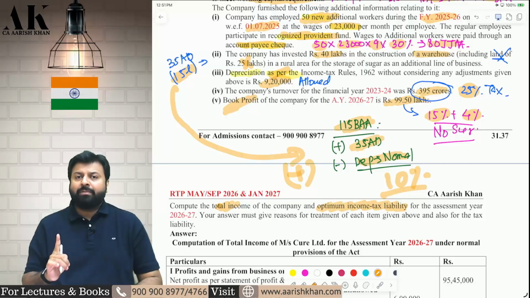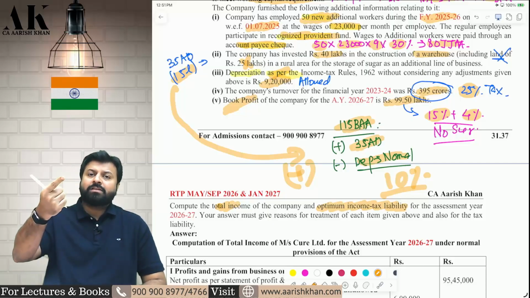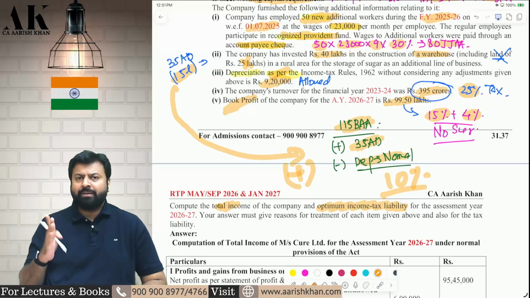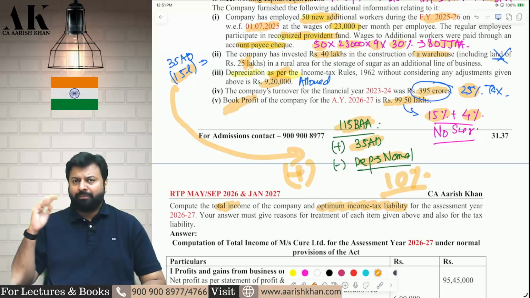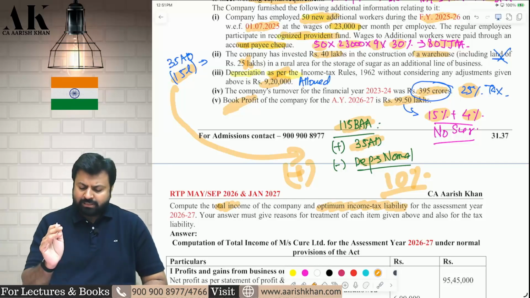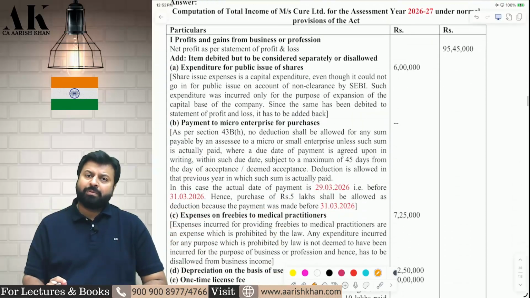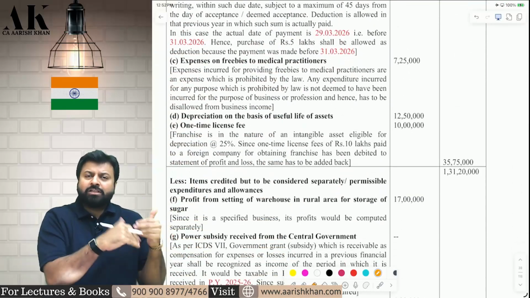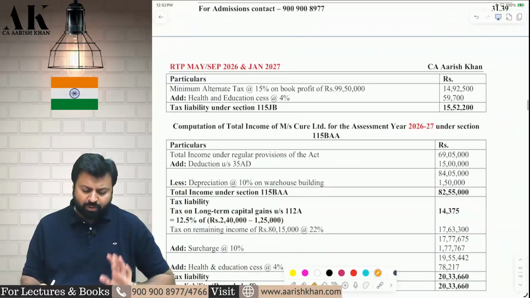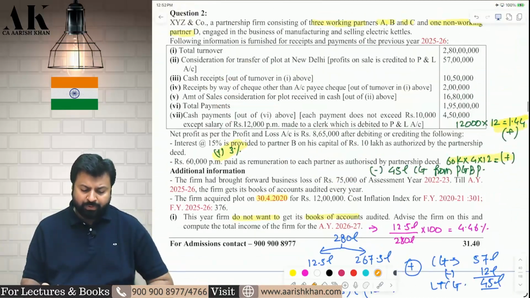So in 115BAA, what are you going to do? Add back the depreciation, add back the 35AD deduction of 15 lakh, and on that you will claim your normal depreciation of building of 10%. Okay. After that you apply special rate on special income. On normal income you apply 22% tax, 10% surcharge, 4% cess, and whichever is more beneficial, go for that. If normal provision is beneficial, go for that. If 115BAA is beneficial, go for that. Whichever you are comfortable, you go for that. Okay. I hope it is clear to all of you.